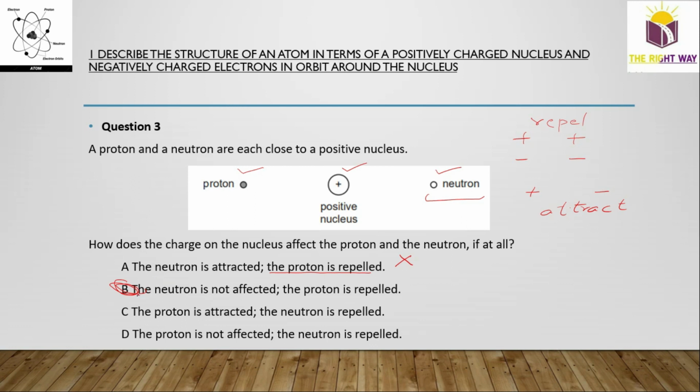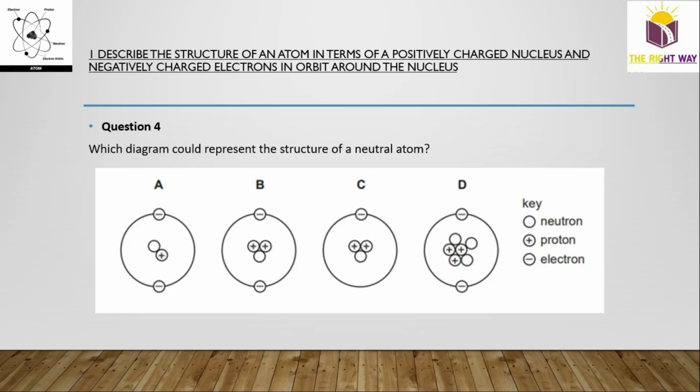In the previous question we have seen that B is the right option. Here also B is the right option. The proton is attracted, which is wrong. The proton is not affected, which is also wrong because positive and positive repel each other.